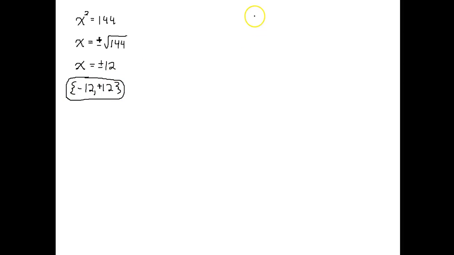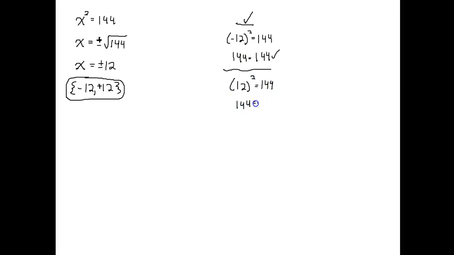Two solutions. And as you check, we'll check -12 first. -12 times -12 is 144. So that works. And if you check +12, well, +12 times +12 is also 144. So that works too.